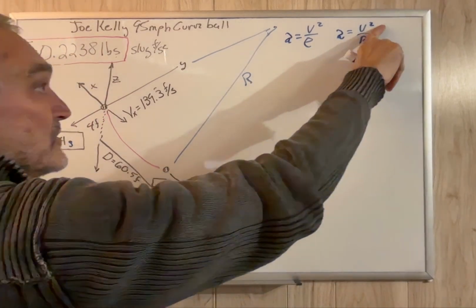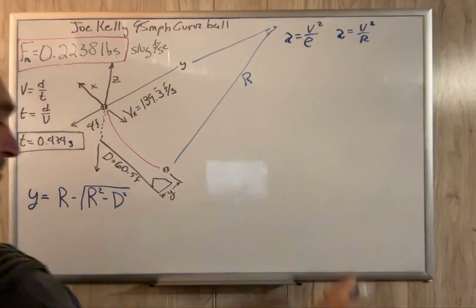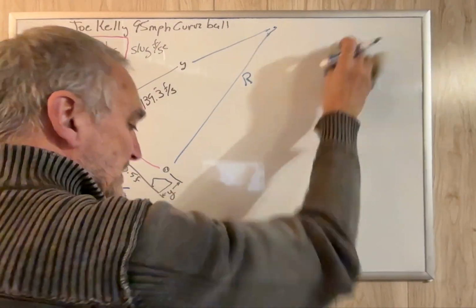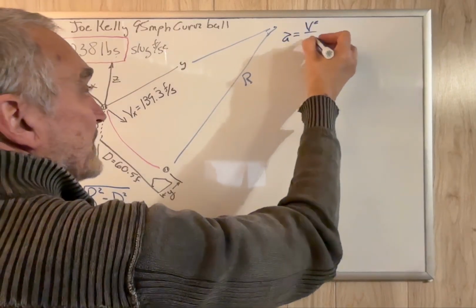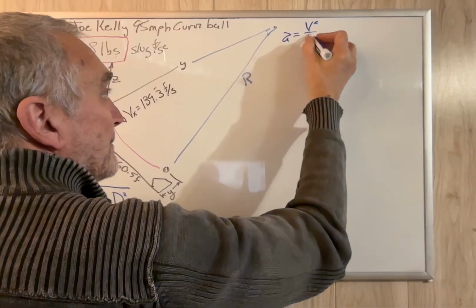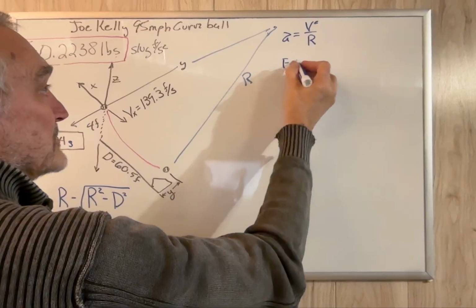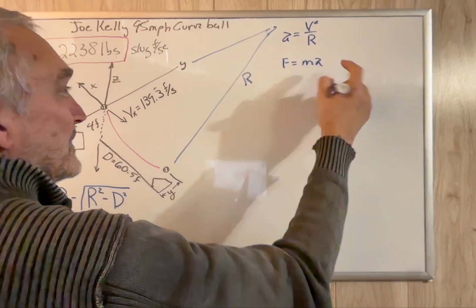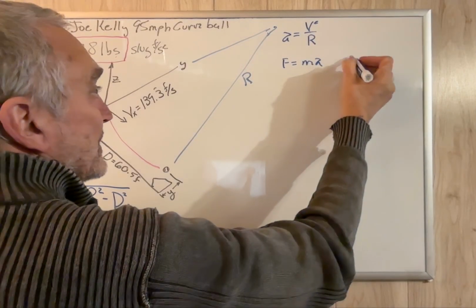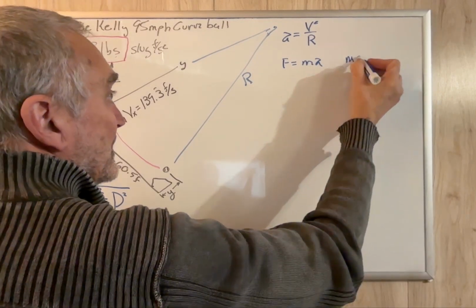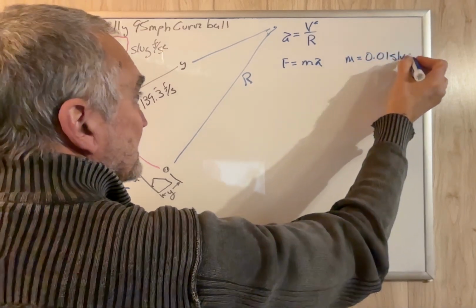Well, I know the velocity, but I don't know R and I don't know A, but I can get A from here, right? I can use simple F equals ma. I know my acceleration because I know that force is going to be equal to mass times acceleration, right? The only thing I don't know is the mass of the ball. Well, the mass of a baseball is going to be equal to about 0.01 slugs.